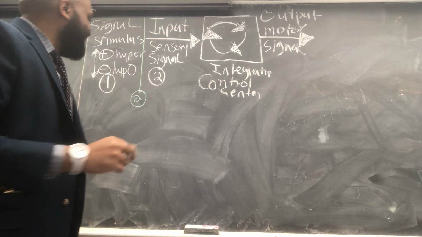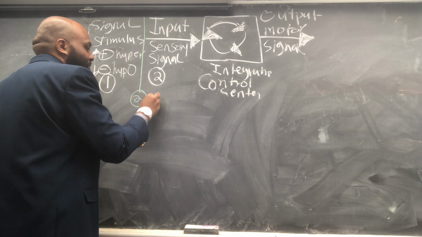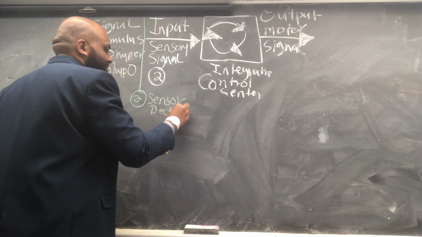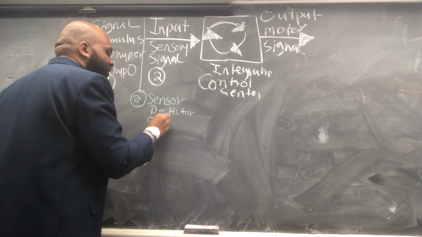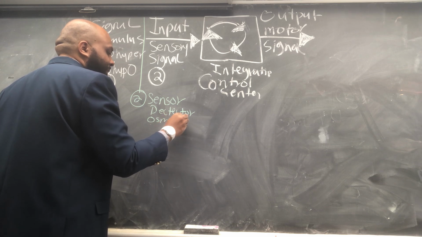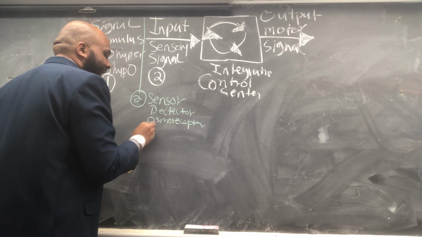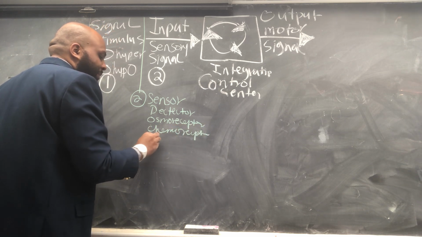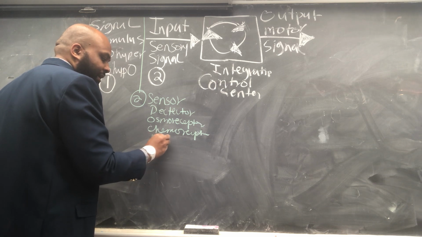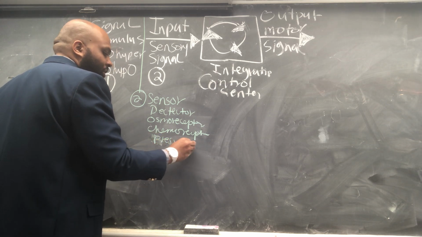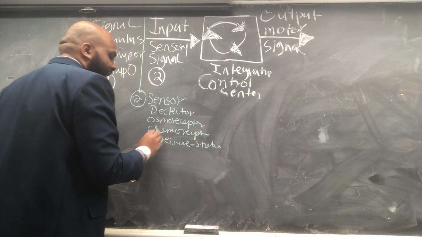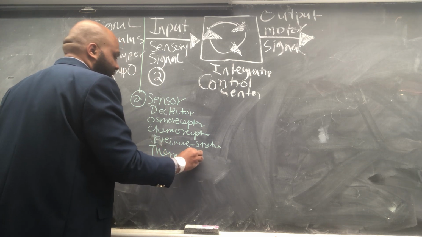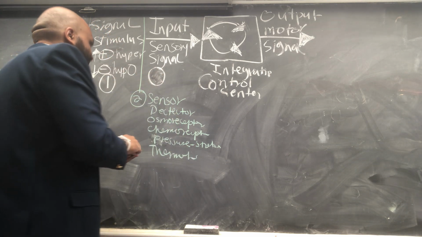Okay. All right. Sensor. Number 2 is the sensor who senses the signal. Is the sensor or the detector. The sensor could be an osmoreceptor to detect the osmolarity. It could be a chemoreceptor to detect the chemistry changes. It could be a pressure or stretch receptor. It could also be a thermal receptor. That's 2. Then the signal is 3.